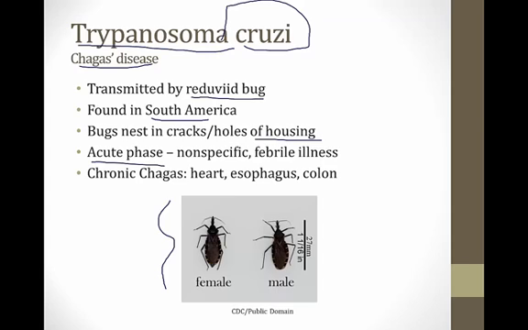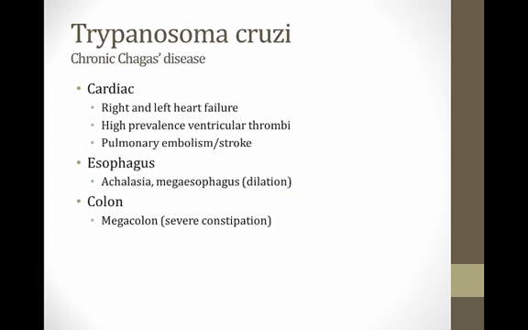There's an acute illness after you get bitten and get infected by the protozoa. It's a non-specific illness with a fever. But chronic Chagas disease is what is the biggest problem. This affects the heart, the esophagus, and the colon. In the heart, chronic Chagas disease causes right and left heart failure. There will be signs and symptoms of severely depressed right and left ventricular function. There's also a high prevalence of ventricular thrombi. The blood flow can get so sluggish that clots form in the heart, and these clots can break off and cause a pulmonary embolism or a stroke.